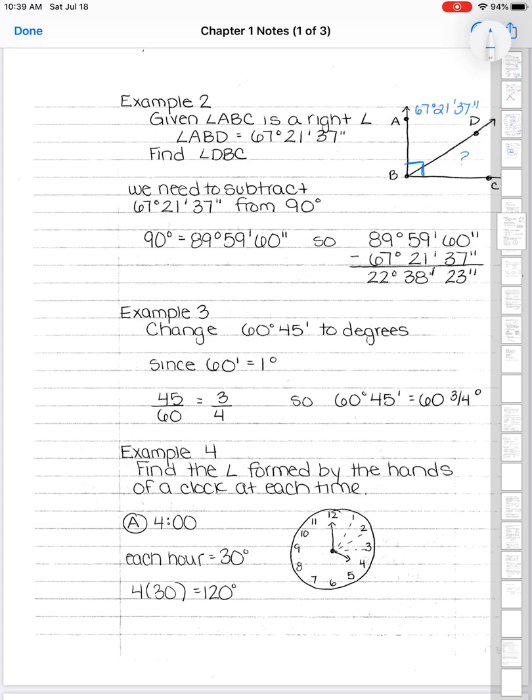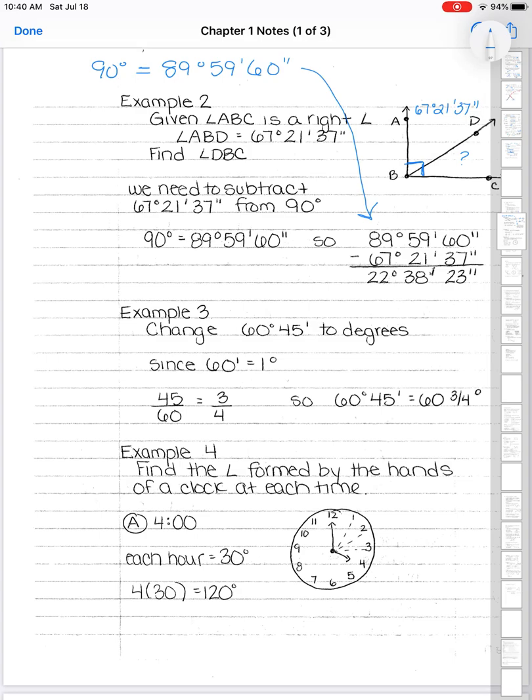All right, so let's start to incorporate some of this algebra now. It says given angle ABC is a right angle. ABD is 67 degrees, 21 minutes, and 37 seconds, and we want to find DBC. So this is what we don't know. Operation-wise, we're subtracting. But I don't want to just take 90 degrees because that's not going to help me. This problem has degrees, minutes, and seconds. So we're going to use the conversion of 90 degrees as 89 degrees, 59 minutes, and 60 seconds, because we need 3 things given that the other angle we have has 3.